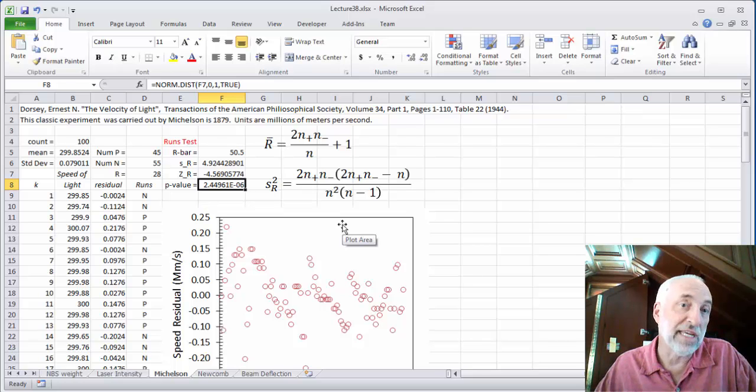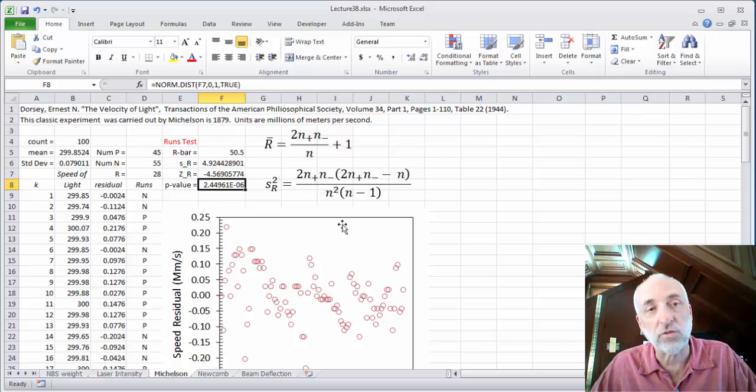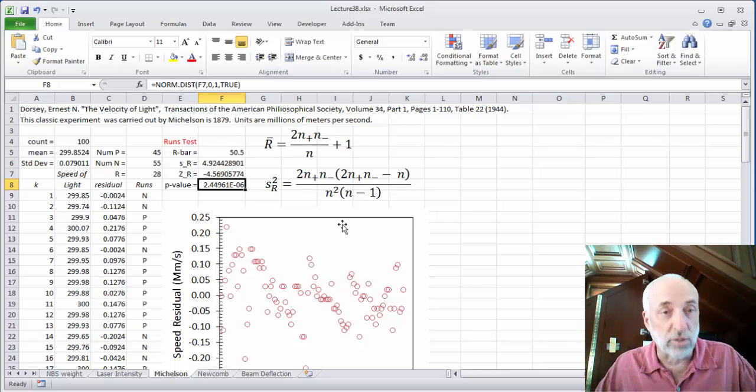So the chances of getting a number of runs this much less than 50.5 based on chance is quite small. If R is much, much less than R bar, that means you have positive correlation. So you have fewer crossings of 0 than you would expect otherwise. So I'm able to determine using the runs test that the Mickelson data is positively correlated, with a p-value that's quite small, the probability of it happening by chance being very small.